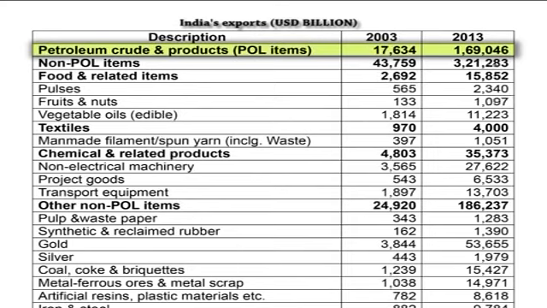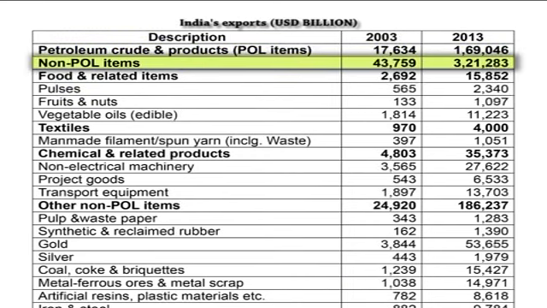India's major import items. The table highlights importance of import commodity group, other non-petroleum items comprising major import items such as gold, silver, coal, coke, electronics, precious and semi-precious stones, etc. The detailed description of major import items to India in USD million are discussed. The total import of petroleum and crude products was 17,634 million USD in 2003 and 1,69,046 million USD in 2013. Non-petroleum items import stood at 43,759 million USD in 2003 and soared to 3,21,283 million USD in 2013.